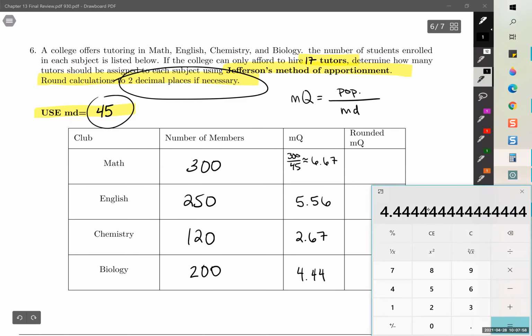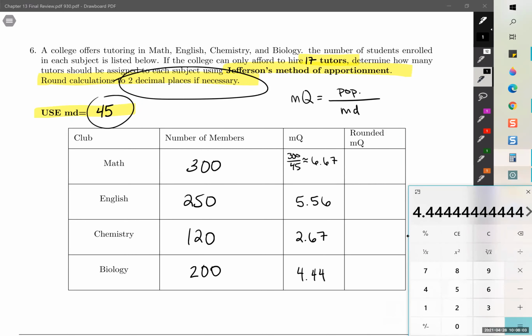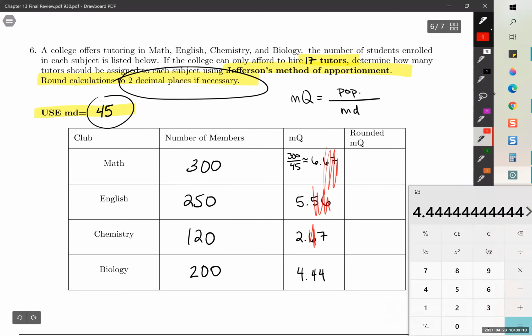Now for the Jefferson method, the rounding rule is that no matter what the MQ is, it just ends up being the integer portion of the number. So you could imagine covering up the decimal part and you're just left with 6, 5, 2, and 4. You just forget about the decimal no matter what it is, we just keep the integer part. And that's how we'll distribute these seats. Any questions that we could answer for this Jefferson method?